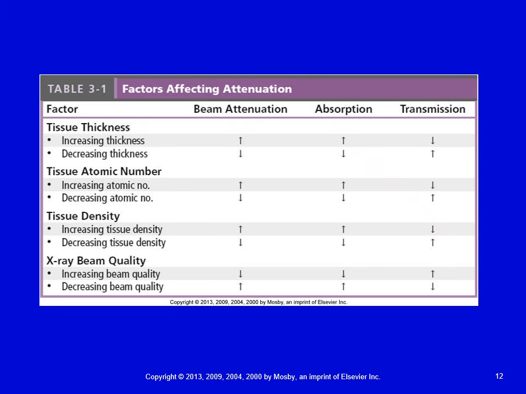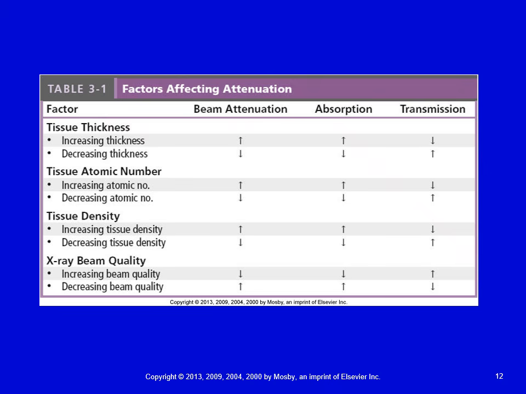We're going to first look at tissue thickness. It gives you arrows showing what happens if the tissue thickness gets thicker, meaning the body part is thicker, or what happens with thinner body parts. And it tells us what will happen to the X-ray beam as it passes through that tissue: will it be less or more in terms of attenuation? Will it be completely absorbed, or will it be less or more in terms of transmission?